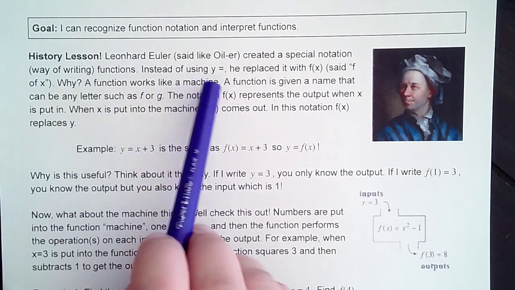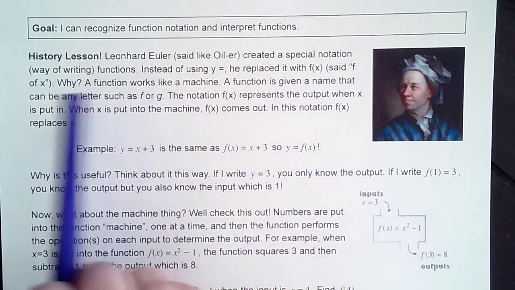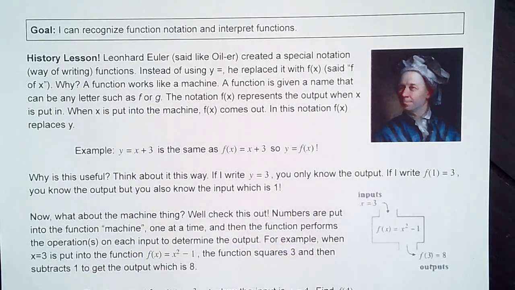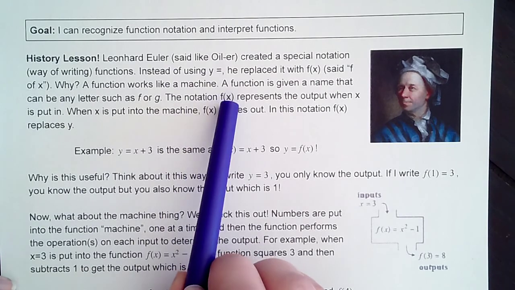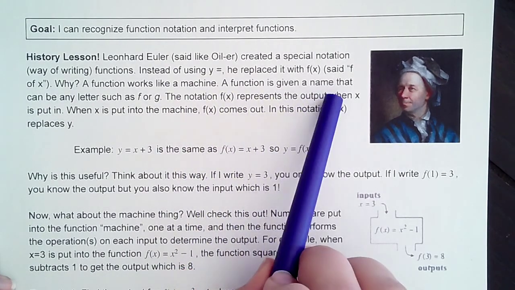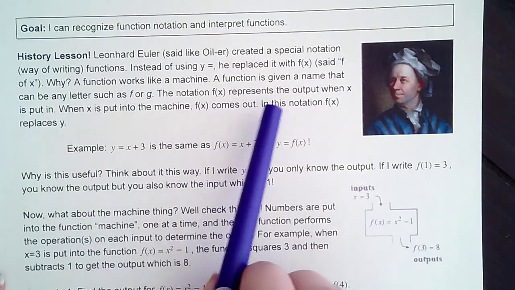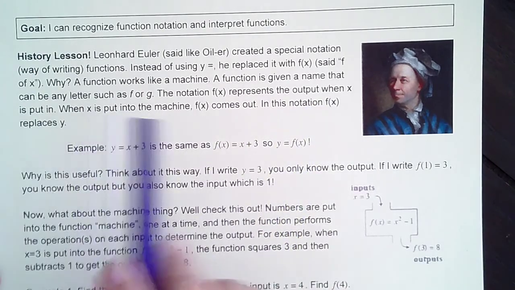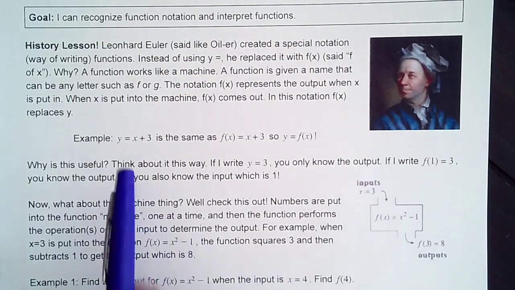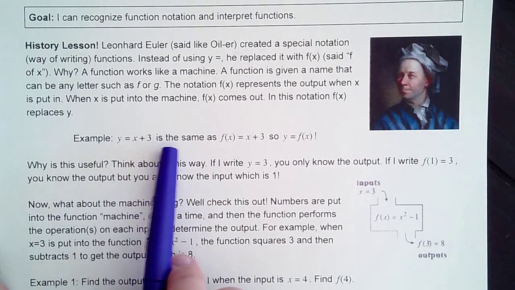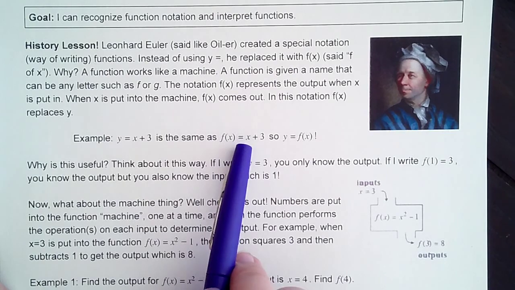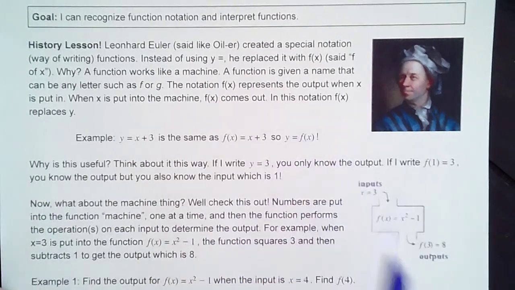Well, a function works like a machine. A function is given a name that can be any letter, such as f or g. The same thing that we would use for our variables, we can use for function names. Again, we stay away from things like O and S because they can sometimes be confusing. The notation f of x represents the output when x is put in. So when x is put into the machine, f of x comes out. In this notation, f of x replaces y. So example, y equals x plus 3 is the same as f of x is equal to x plus 3. So y is equal to f of x.